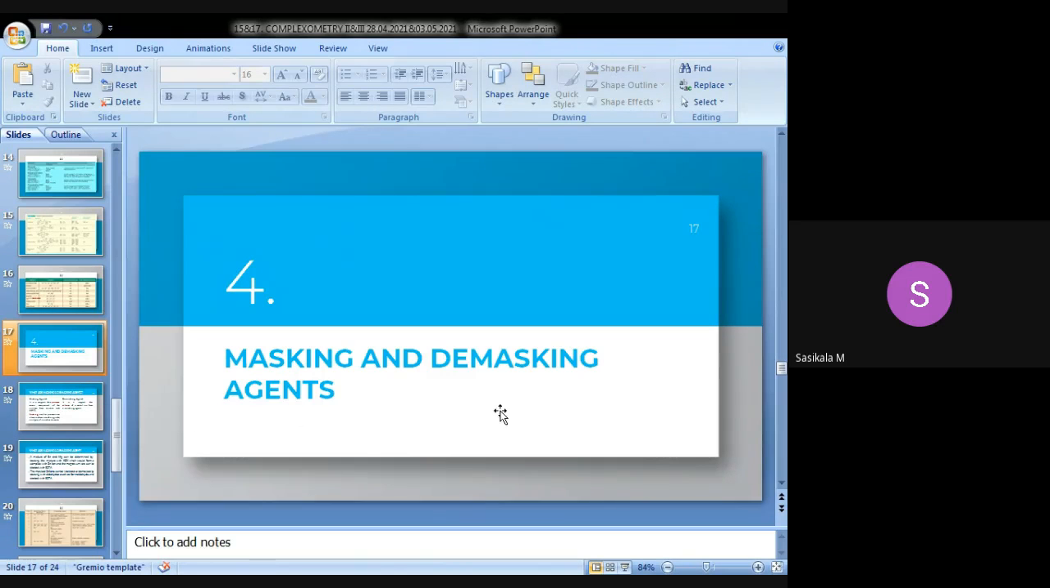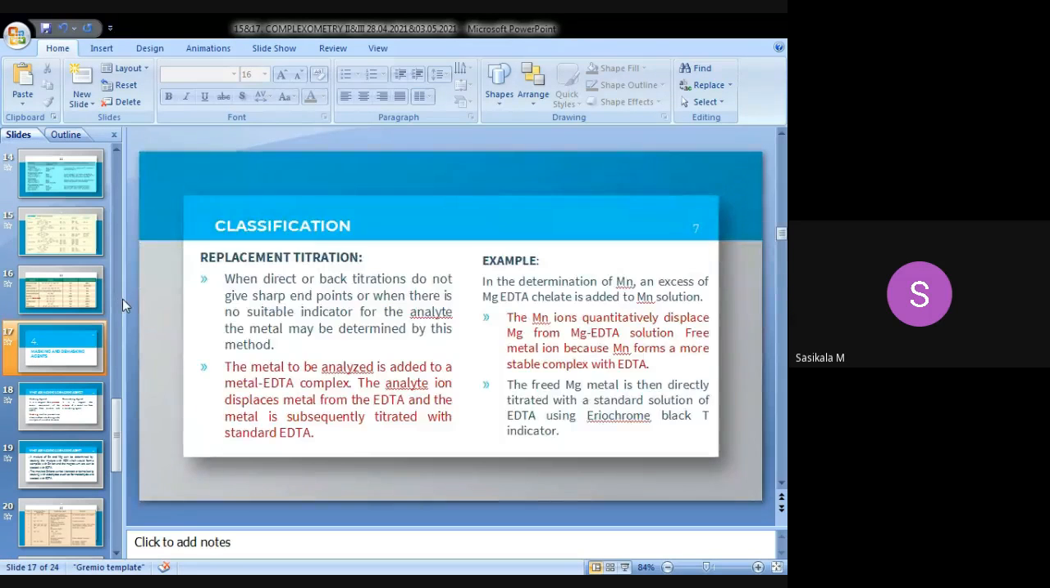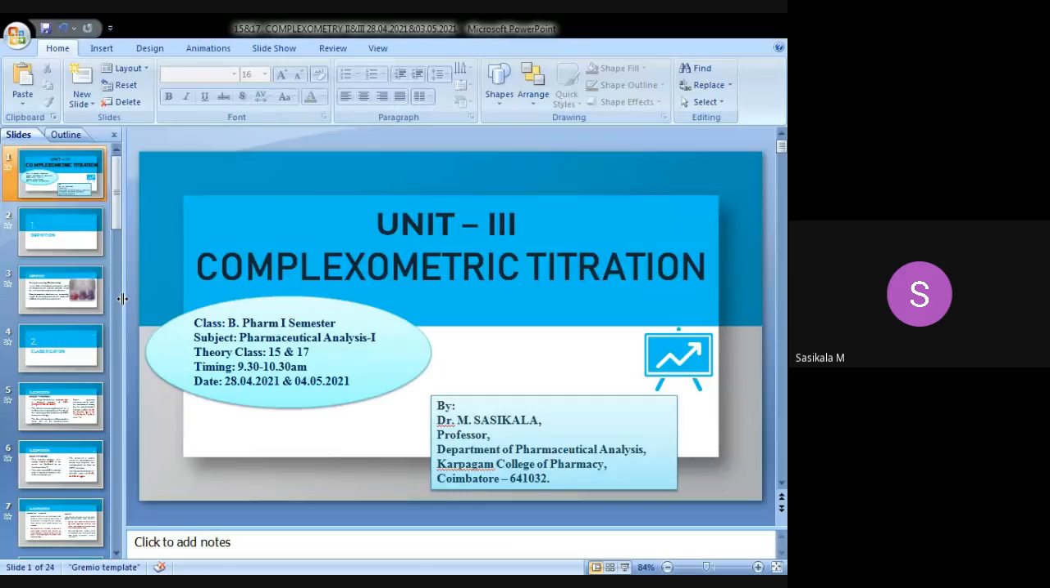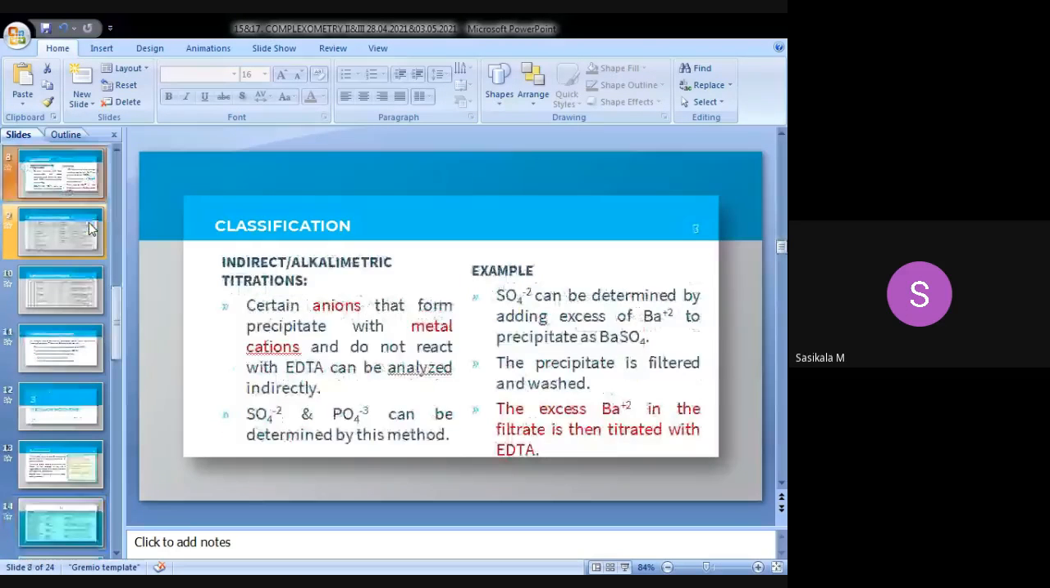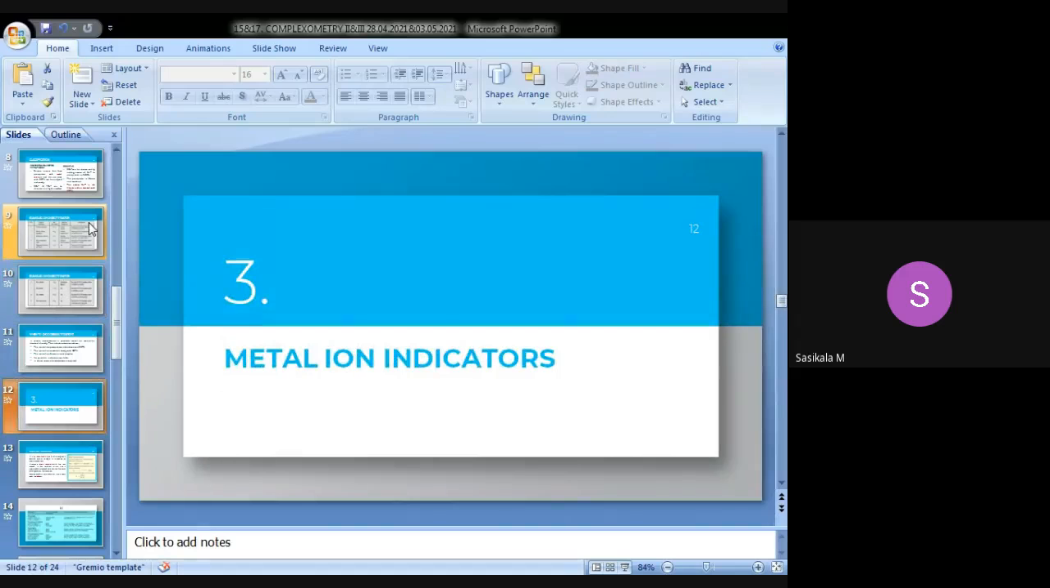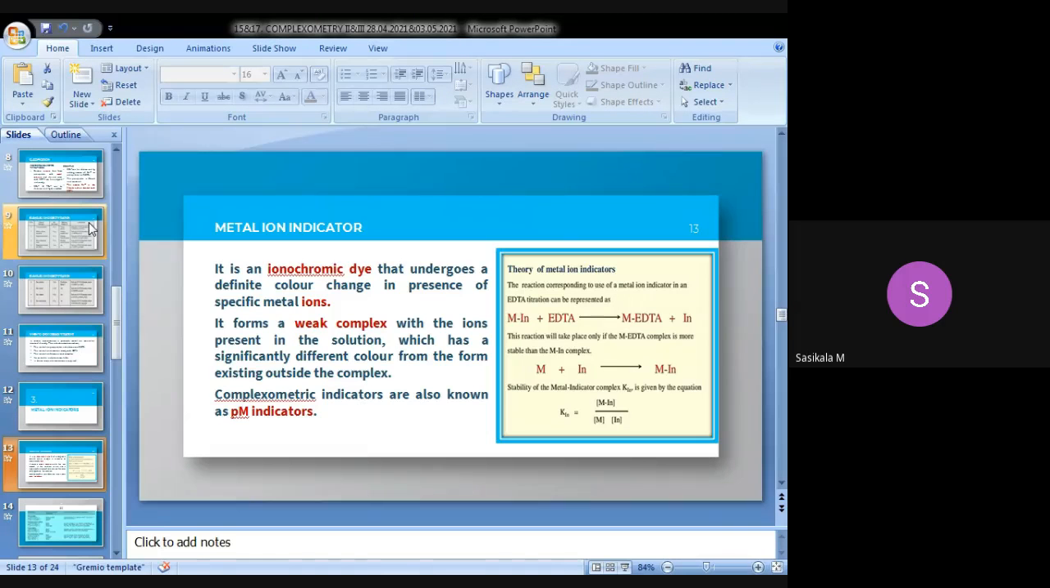Now let's move on to the fourth part, masking and demasking agents in complexometric titration. What are masking and demasking agents? So how many parts have we discussed so far? Three parts are over in complexometric titration. The first one is the definition of complexometry. Second, classification, where we discussed different types of complexometric titration. Then the third is metal ion indicators.